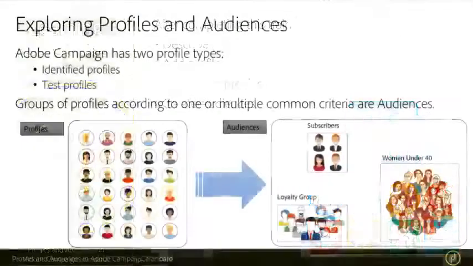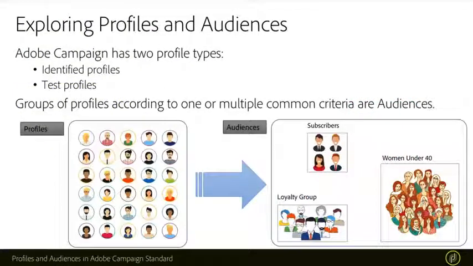Let's begin. Exploring profiles and audiences. Adobe Campaign has two profile types: identified profiles and test profiles. Those profiles are grouped according to one or multiple common criteria based on however you want to filter them.